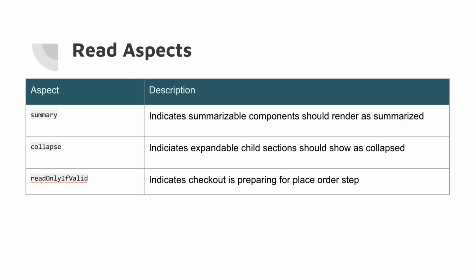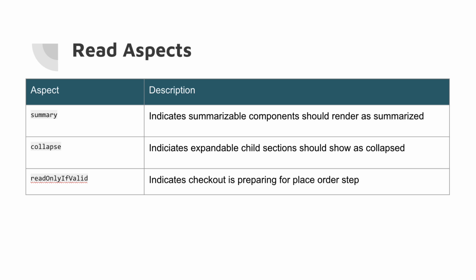So let's first talk about read aspect. Now, there are 3 that I'm aware of right now, and if you know of more, feel free to put a comment in the video, and I'm happy to make some updates here. The 3 that I am aware of right now is summary, which indicates if the summarizable component should be rendered as summarized or not. So we can listen to if it's in summary mode or not based on the true or false value of this actual aspect here.